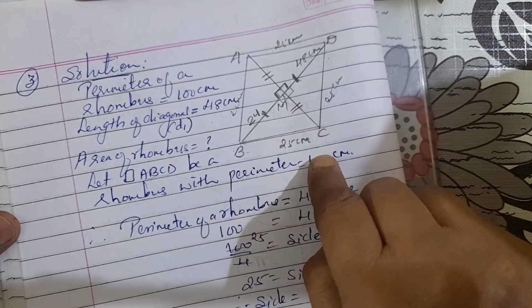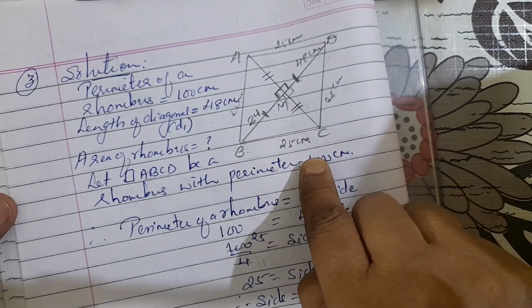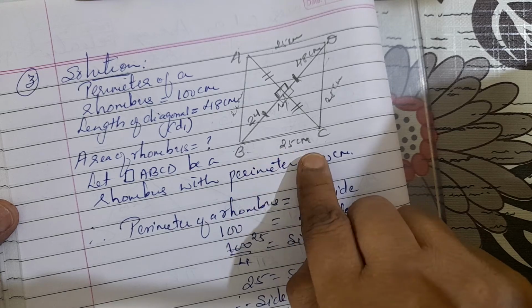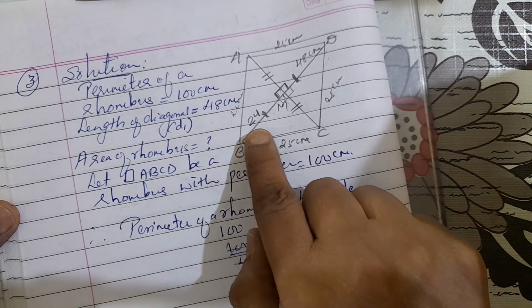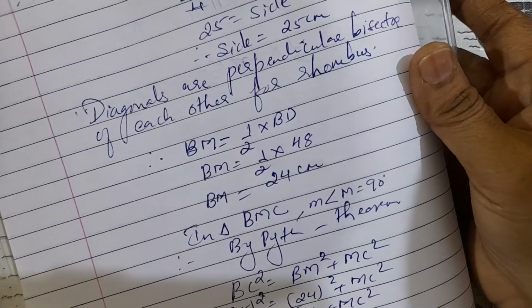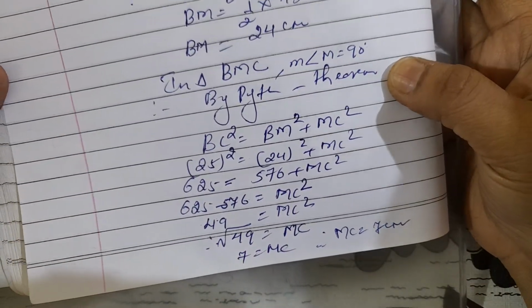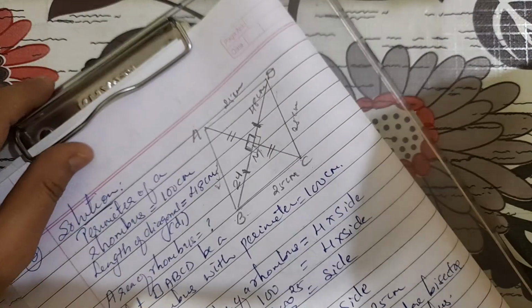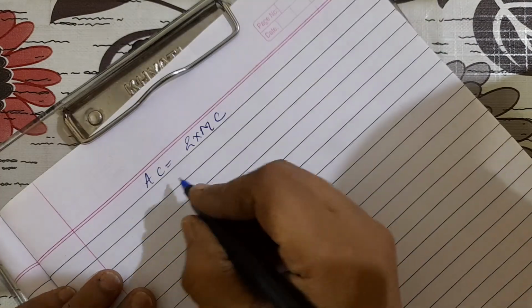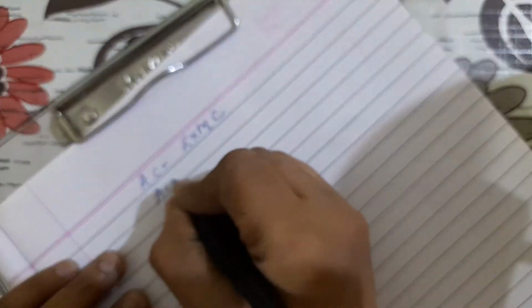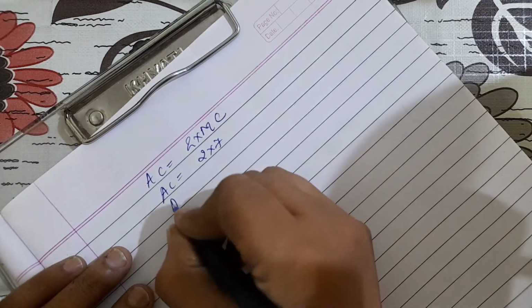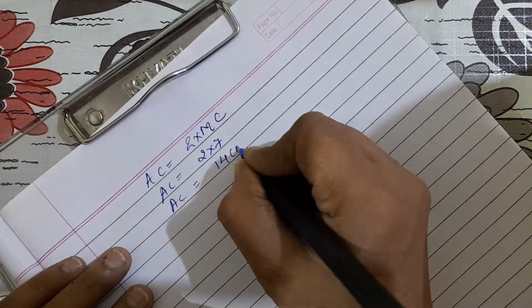So in triangle BMC, angle M is 90 degrees by this. BC becomes the hypotenuse. BC square is equal to BM square plus MC square, that I have already written. Therefore AC is equal to 2 into MC. So AC is equal to 2 into 7. So AC is equal to 14 centimeter.